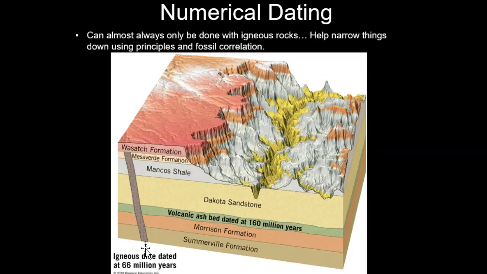So it can be assumed that the Mesa Verde Formation, the Mancos Shale, and the Dakota Sandstone are all going to be older than that specific dike. And we know this because the dike itself is cutting through them all. So using the principle of cross-cutting relations, we know that these three layers, the Dakota Sandstone, Mancos Shale, and Mesa Verde Formation, are going to be younger than 160 million years old, but they're going to be older than 66 million years old. And lastly, we know that the Wasatch Formation has got to be younger than 66 million years old, due to, again, the principle of superposition.